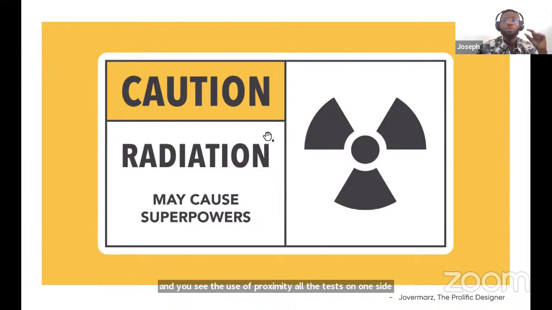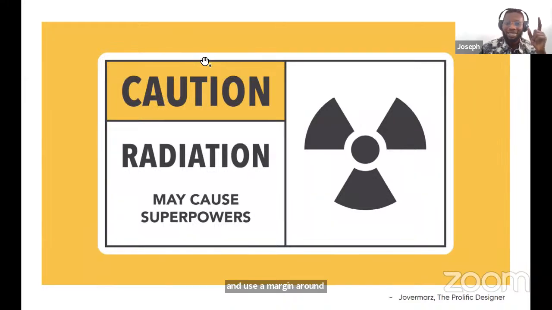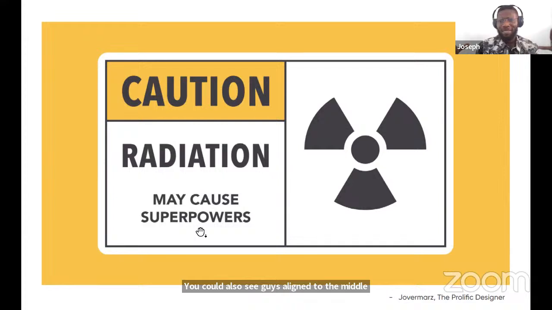You also see the use of proper spacing and use of margin around the design. You could also see that it's aligned to the middle, right? So whenever you look at designs, these are the kind of things you look out for. Don't just say, oh, wow, I love it. All right, so now after loving it, what do you love about it?